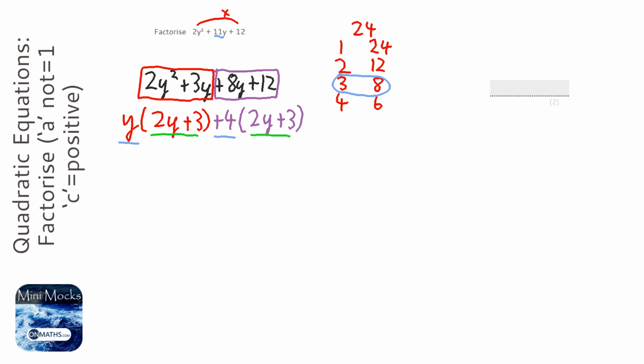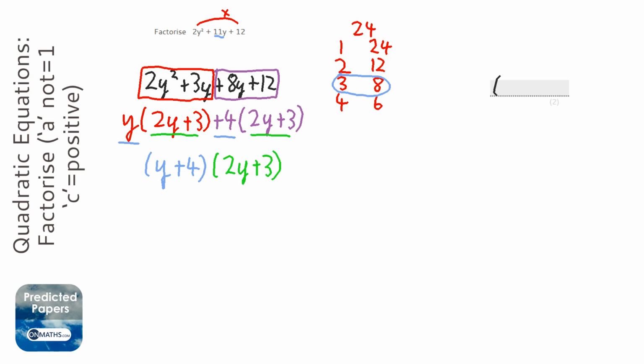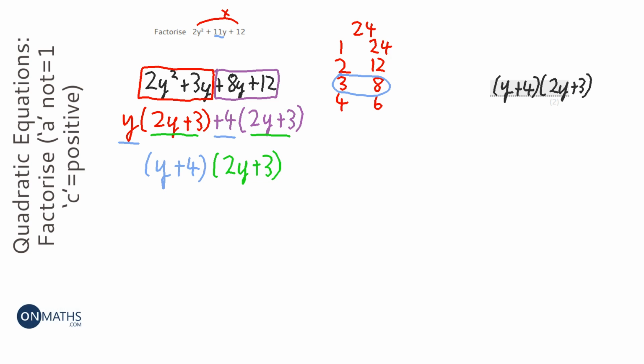Now the blue ones go together to form a bracket, so y plus 4. And that other bracket that we underlined in green, we just write that once. So our answer to this question is y plus 4, 2y plus 3. And you can write it in any order.